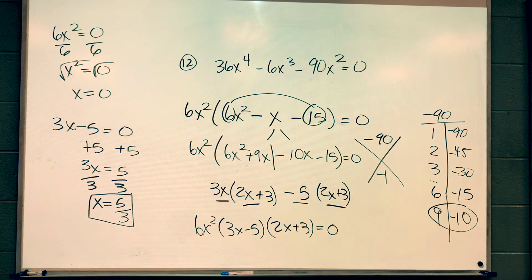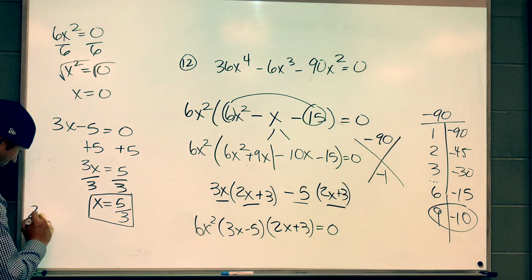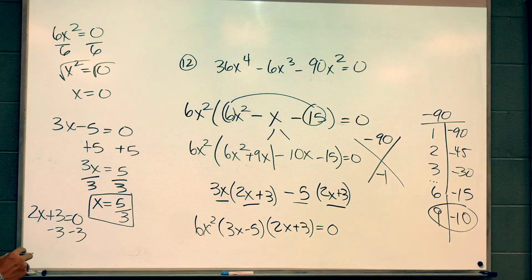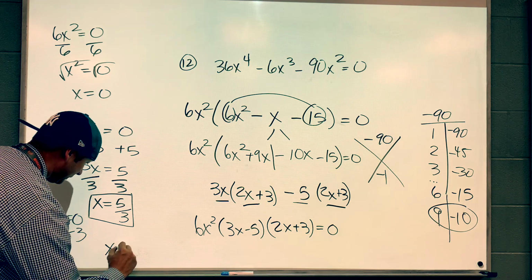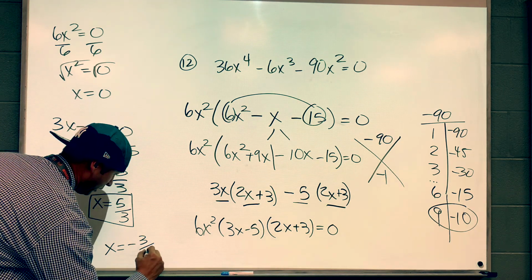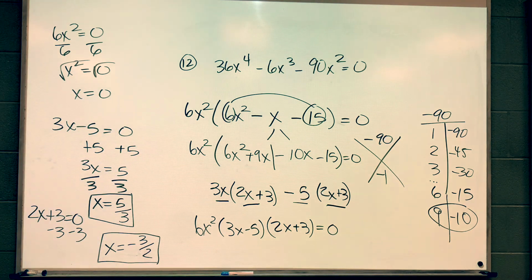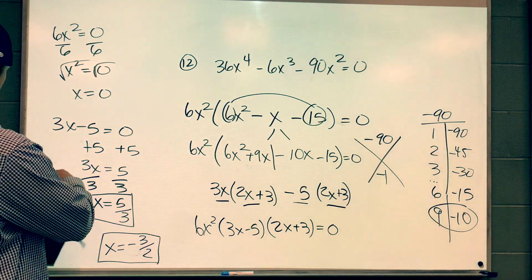And then lastly, 2x plus 3. Subtract 3, divide both sides by 2. So x is equal to negative 3/2. So there are my 3 solutions. Okay, that was number 12. Let's look at 13.